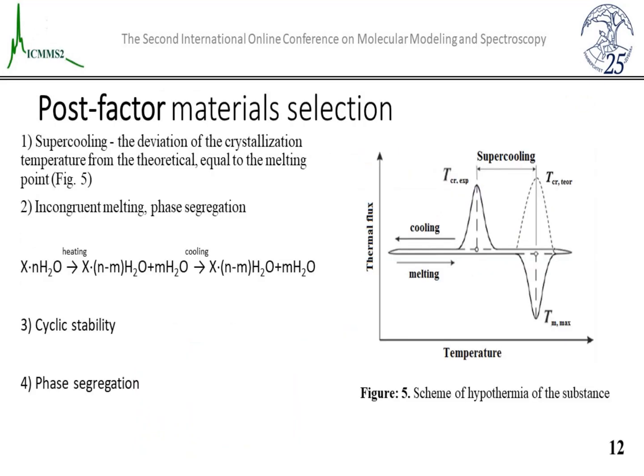At the stage of pre-factor material selection, non-quantitative and quantitative parameters are distinguished that seriously affect the material heat capacity within the temperature range from 0 to 100 degrees Celsius. These parameters include supercooling, phase segregation, cyclic stability, and congruent melting. These parameters are improvable, therefore they are not considered as determining at the pre-factor selection stage.